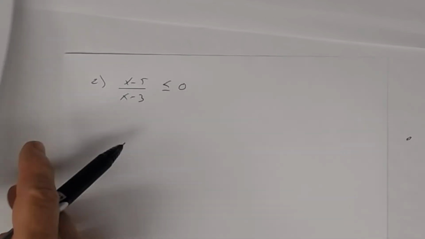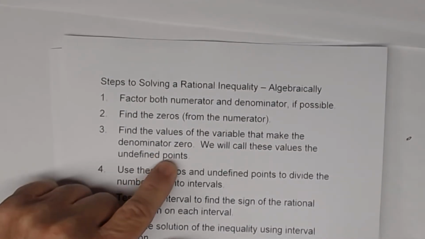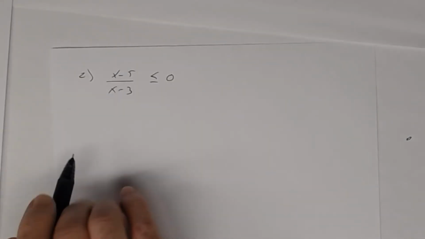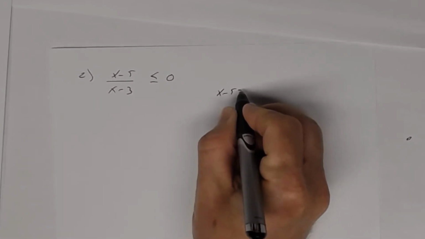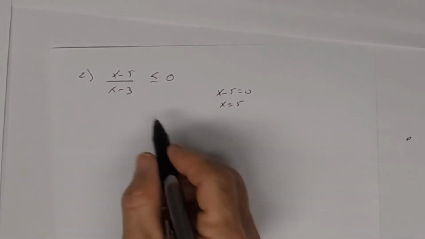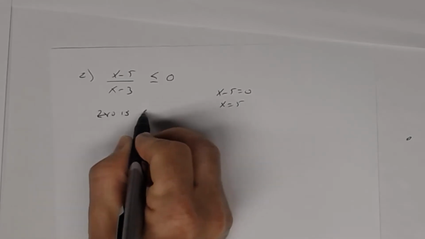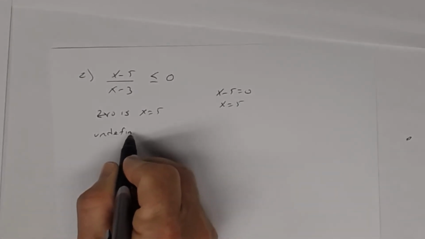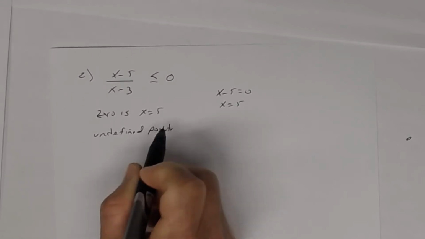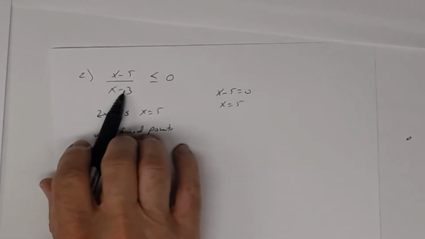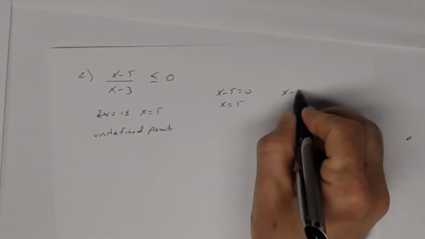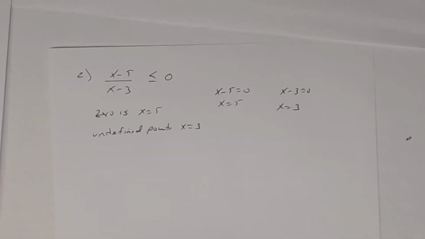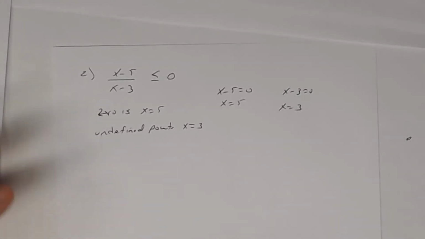Then the next thing, remember, is this: find your zeros and find the undefined points. So in a rational expression, this is equal to 0 when the numerator is 0. So you're going to set the numerator equal to 0. So you get x equal 5. Now what that means is that your 0 is x equal 5. Okay? Now you're going to find the undefined point. A rational expression is undefined when the denominator is equal to 0. So you set the denominator equal to 0, and so you get x to be 3. So my undefined point is x equal 3. Okay?